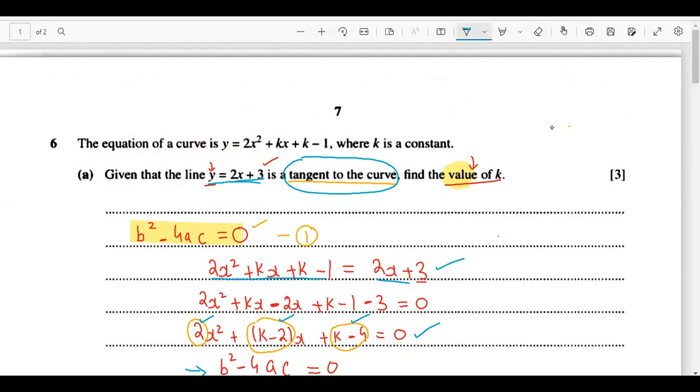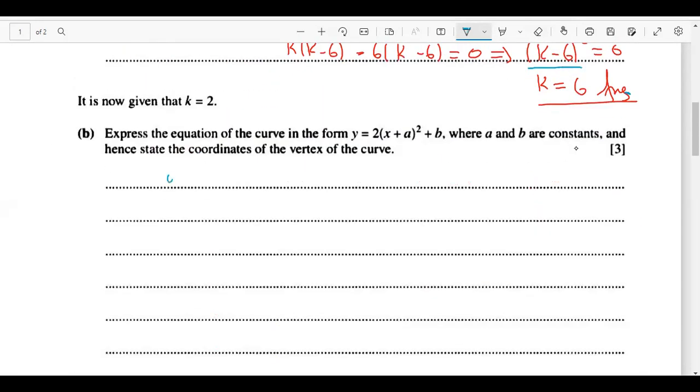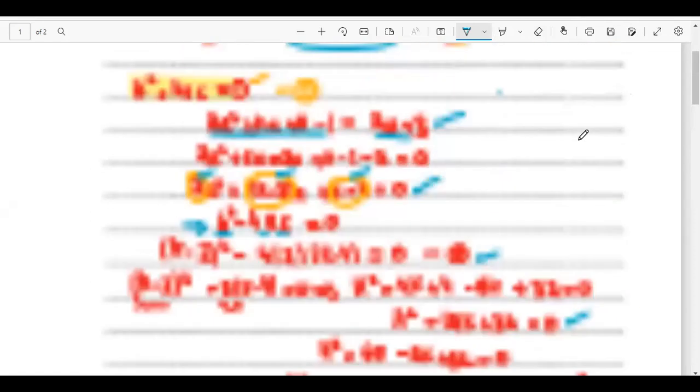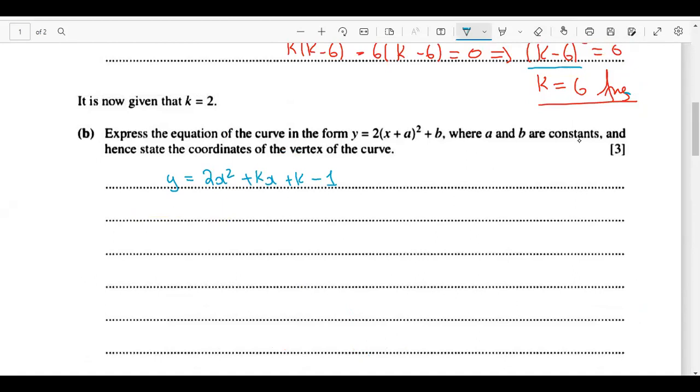I'll write down the equation again. This is the curve with k. It is 2x squared plus kx plus k minus 1. So it is y equals 2x squared plus kx plus k minus 1. Okay, this was the quadratic equation given, and it was in terms of k. That again was a constant. Now it is given that k is 2, so it would become, I'll be writing it with the red color again, y equals 2x squared plus 2x plus 2 minus 1.